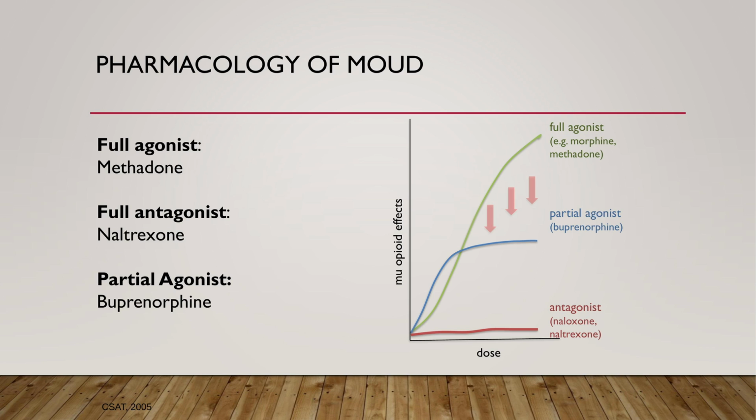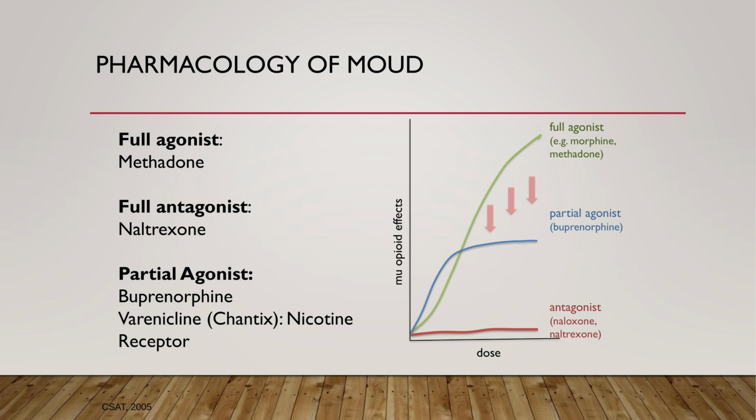Partial agonists are not new to medicine, and you are probably already prescribing some of them. Another popular one that we use is a medication called Chantix, or varenicline. It's a partial agonist of the nicotine receptor, one of our best medications to treat nicotine addiction or get people to stop smoking. So it's not a new type of medication. It's just one that works well in this scenario.